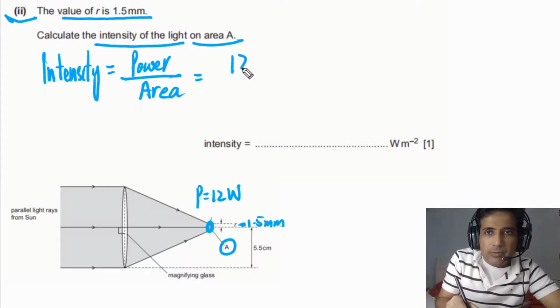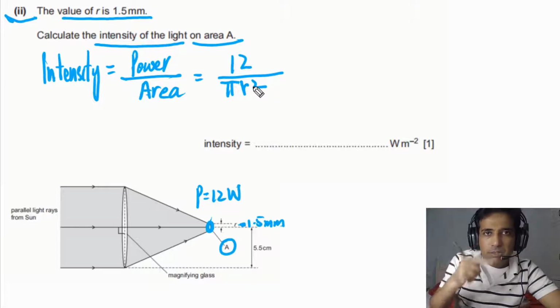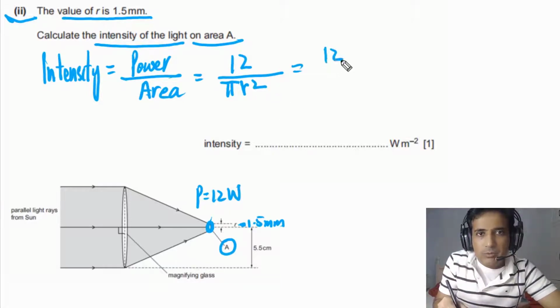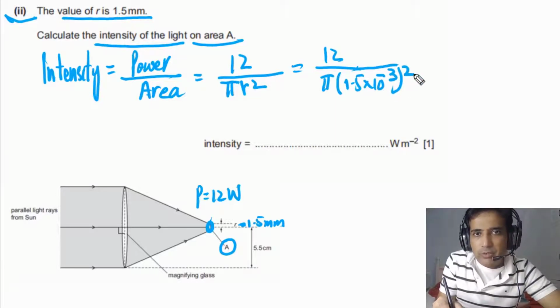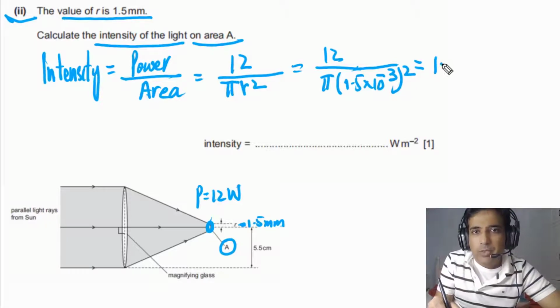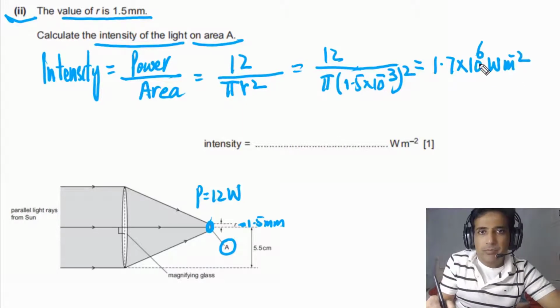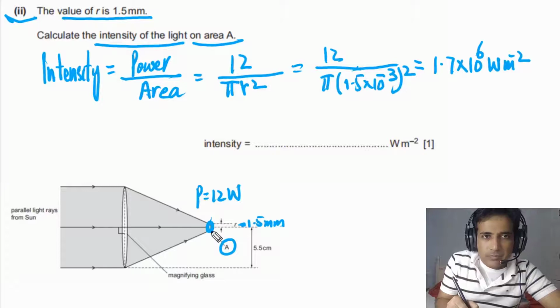In this case, power is equal to 12, and area we need to calculate. So simply we can use the formula pi r squared because this is a circular shape. Now we simply need to plug in values. We have pi here, and the value of r is 1.5 mm, so we need to multiply by 10 to the negative 3, and we need to take the square of this. If we solve this, our answer will be 1.7 times 10 to the 6 watts per square meter, and this is the value of intensity on area A.